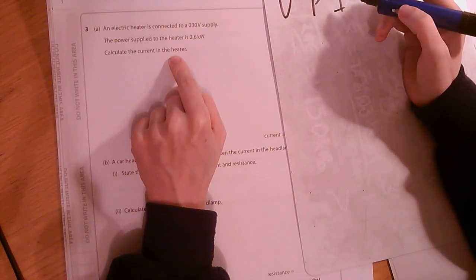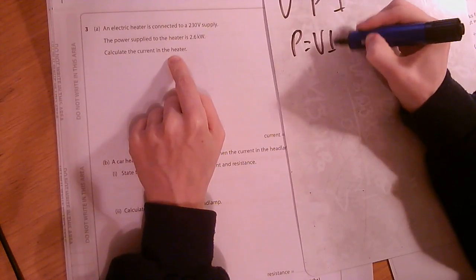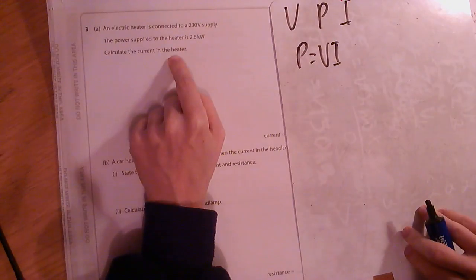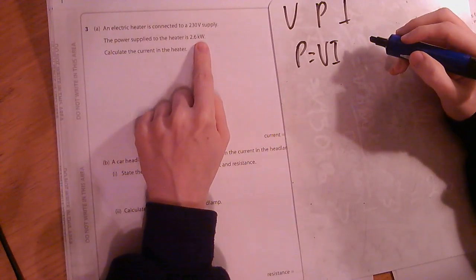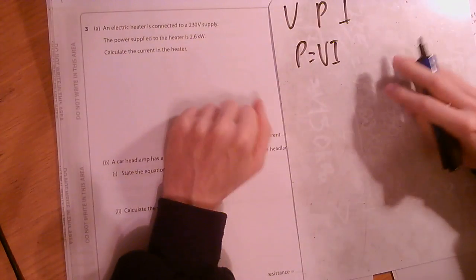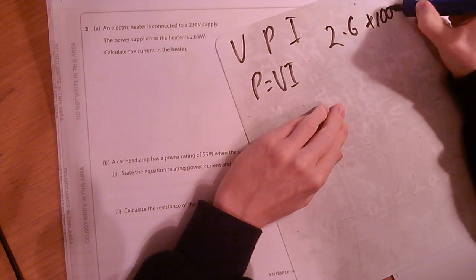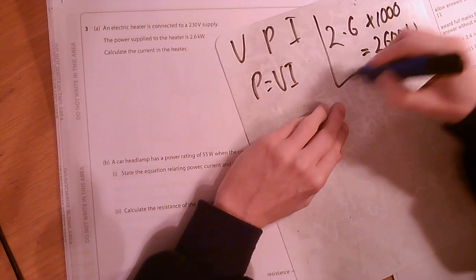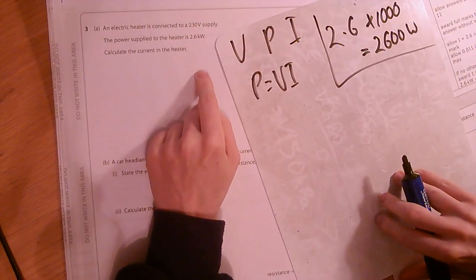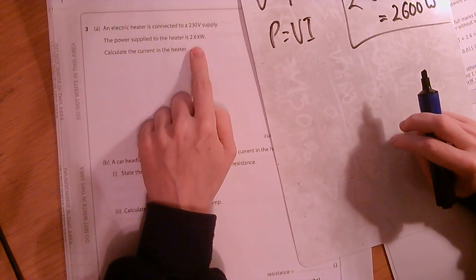So we need an equation with V, P and I, so it's going to be P equals VI or IV, doesn't really matter. Now the key thing with this, before you put the numbers in, is you've noticed that it's 2.6 kilowatts. Kilo means times this by 1,000. So 2.6 kilowatts times 1,000 is going to give us 2,600 watts. So we need to remember that our power is going to be 2,600 watts, not just 2.6. Once we've avoided that pitfall, we'll be absolutely fine.